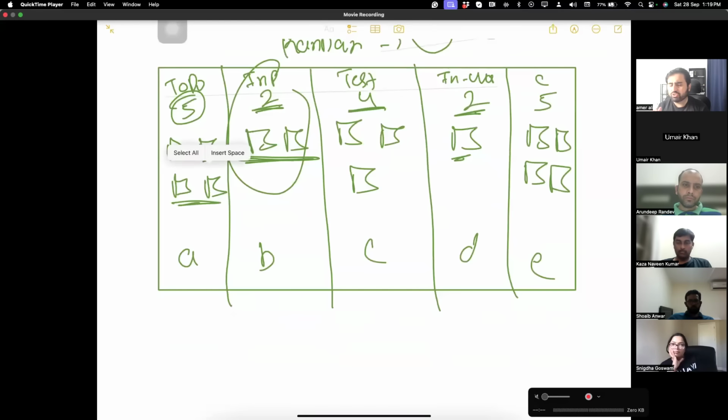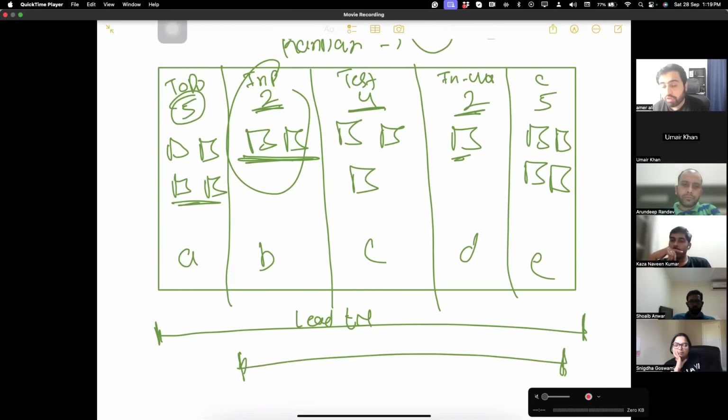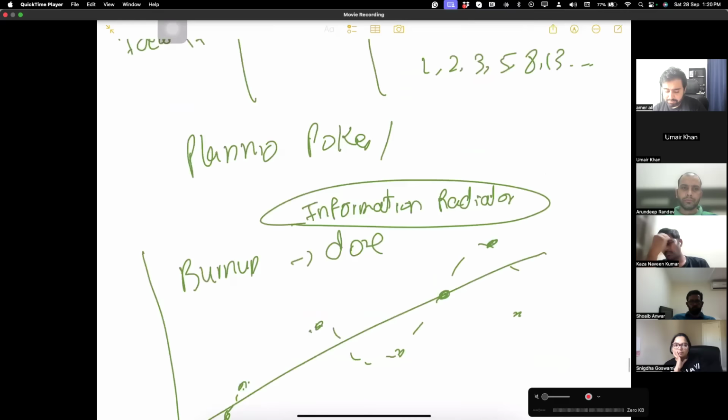One more thing that is used in Agile is lead time. Lead time is the time from when a user story was requested to the time it is completed. We have cycle time, from when the team started working on a user story until it gets completed. So cycle time is always less than lead time. In value stream mapping, we want to reduce both.